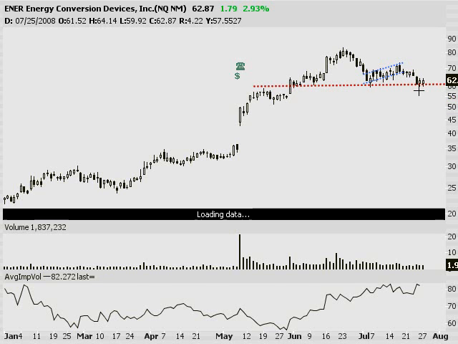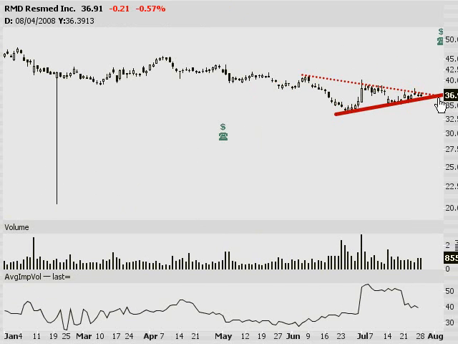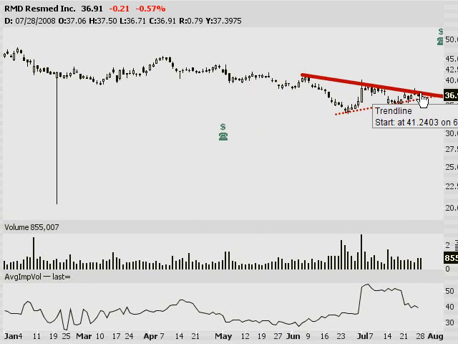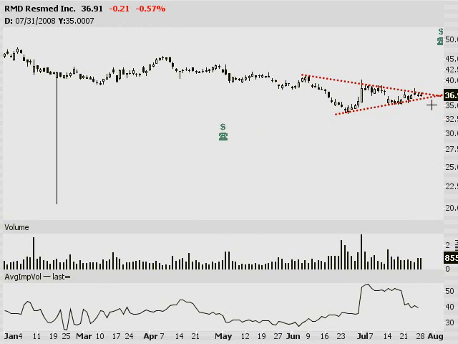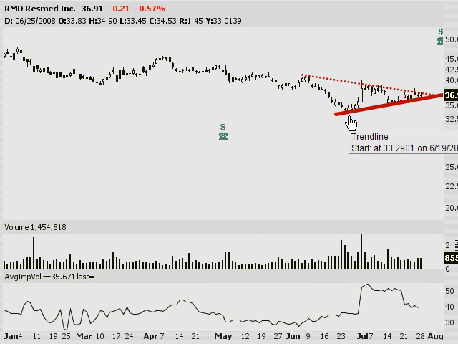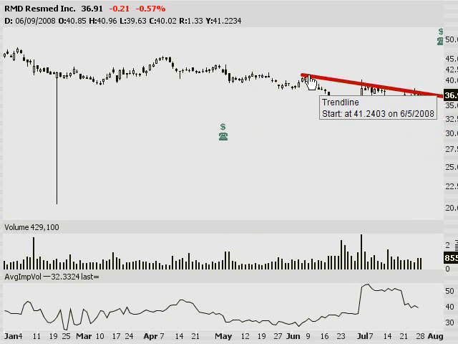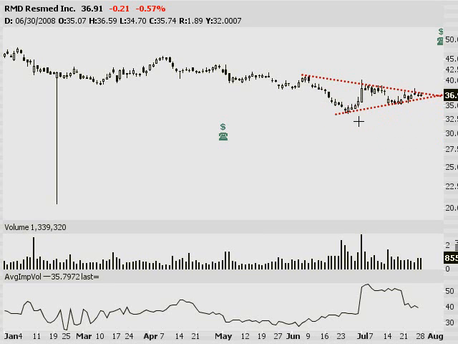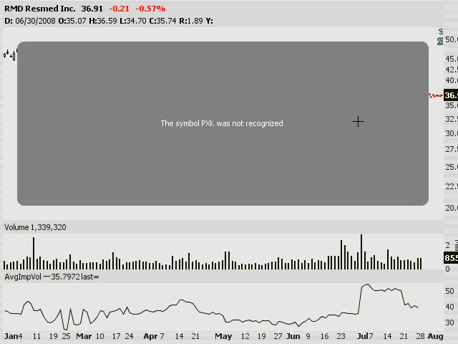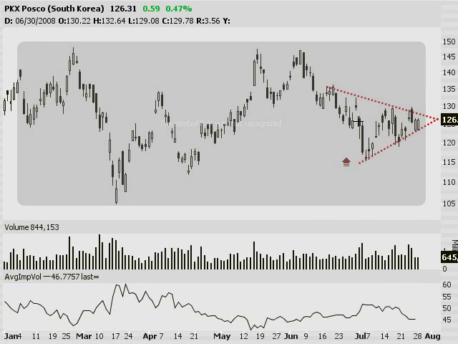Next, RMD, ResMed, symmetrical triangle, same thing. If you took the anticipatory stance, what I like to do is I like to catch them near support or resistance lines, which we're doing here. This particular pattern measures about 7.78 points based on the width, so watch for a breakout. It's coming.